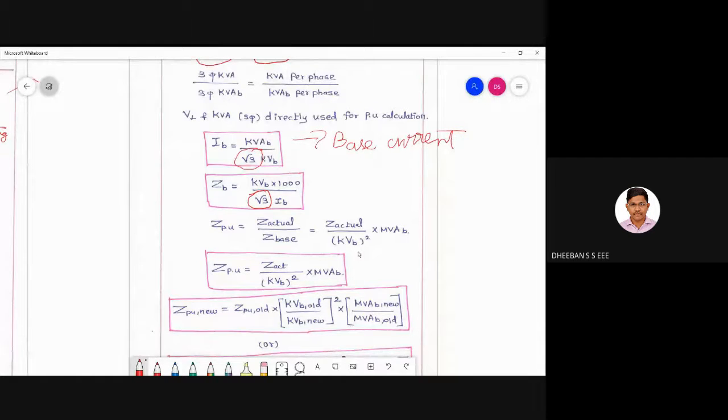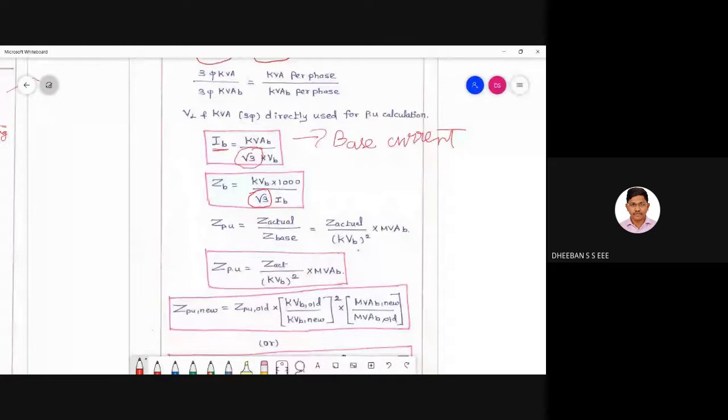Yeah. So coming to the three-phase system, the base value of the current over here will be divided by the √3 component. And the same thing goes for your impedance also. Okay. And the representation of the final impedance in per unit will be going like this. So this is the main formula that we'll be using in the problems.